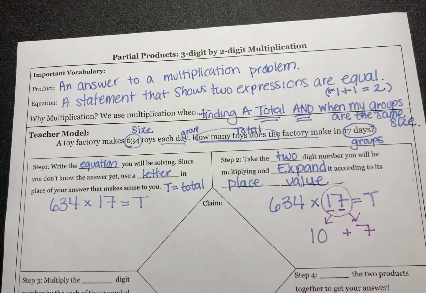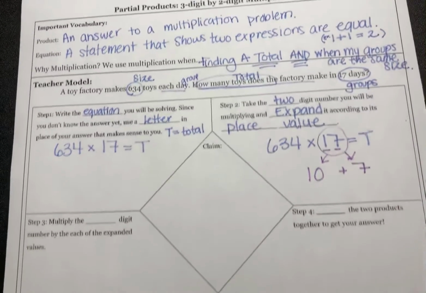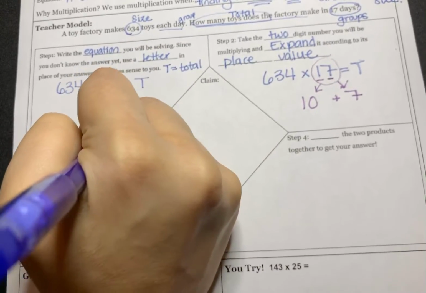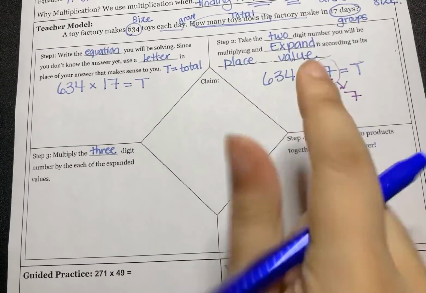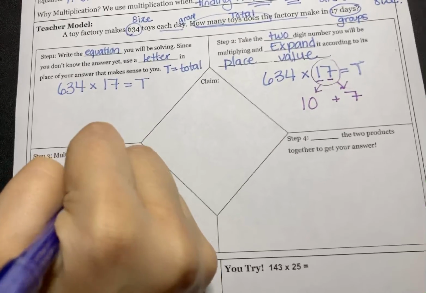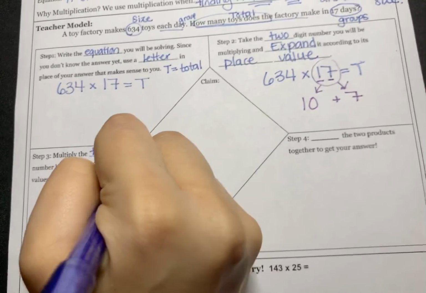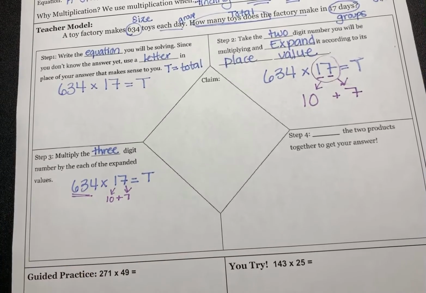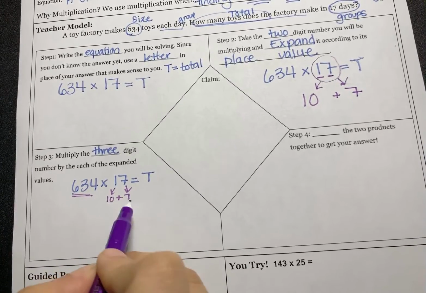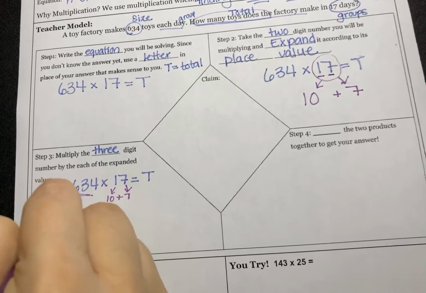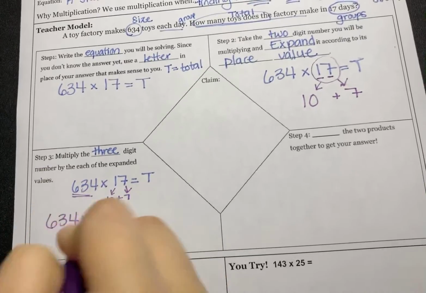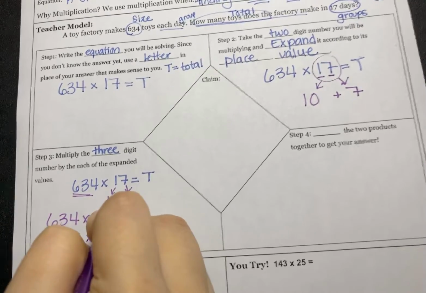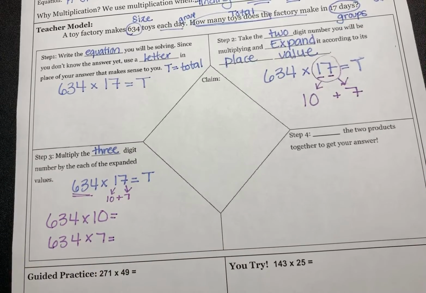Okay, so now that I've done that, step 3. I'm going to multiply that 3-digit number, the one I haven't touched yet. In this case it's 634. Once I have expanded the other number out, I'm going to take that 3-digit number and multiply it by each of these values. So I'm going to have 634 times 10, and I'm going to have 634 times 7. This just makes multiplying these numbers a little bit easier.